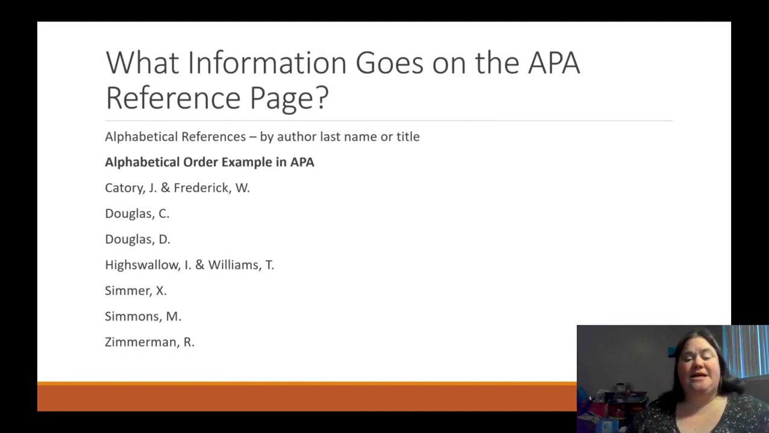Now, with the information that goes on the APA reference page, first thing you're going to have, again, is the alphabetical order of the author's last name or title. So if you have an article by Katori and Frederick W., Frederick doesn't matter. We're not counting them. It's Katori that you need to be worried about. So say you have two people, a Douglas C and a Douglas D. Well, they're both Douglas, so then you would look at the initial of the first name to see where they should be in your reference page. Also, the next one, Highswallow and Williams. Williams, again, does not matter in this case, so forget them. We're going with Highswallow.